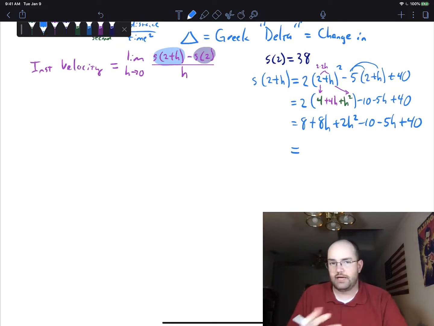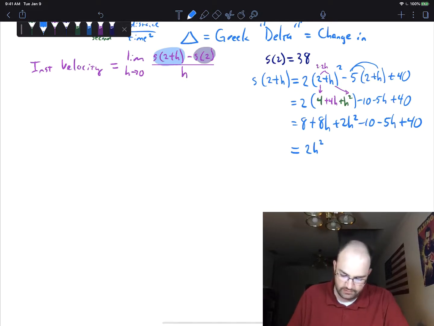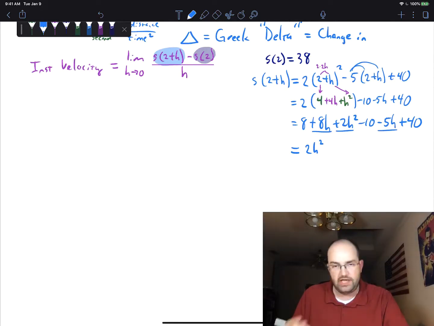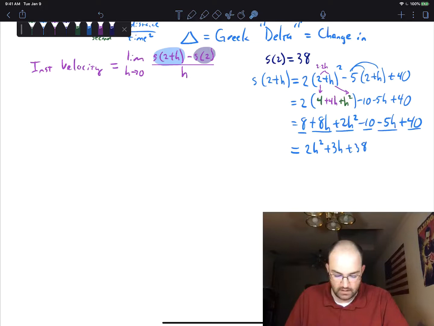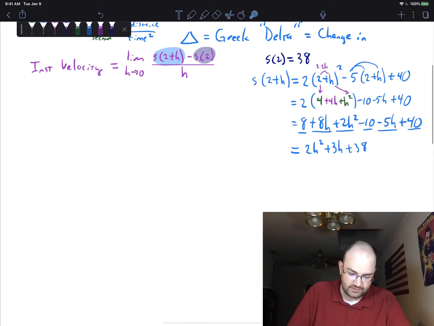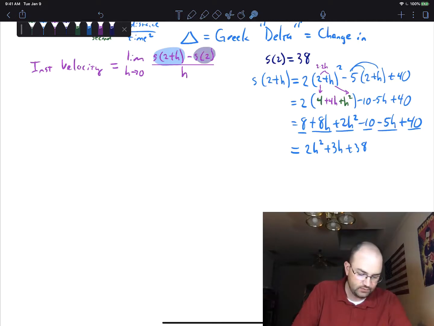And again, just combine like terms. Whenever we combine like terms, I'm going to start out with the highest degree, which is 2h squared. There are no other h squareds, so that's it. So I've used that. Now let's look at the h's. We have 8h, negative 5h. 8 minus 5 is 3, so it's a positive 3h. Now 8 minus 10 is negative 2. Negative 2 plus 40 is 38. And again, it's no coincidence that this is the same as this.